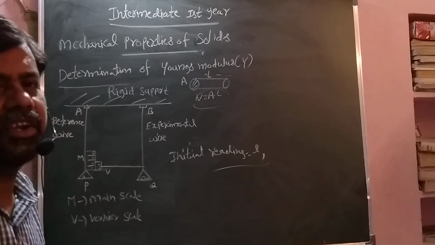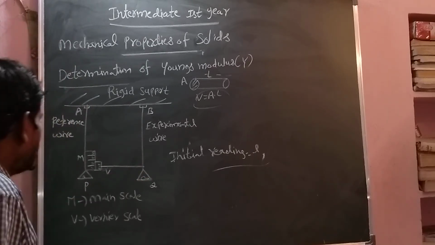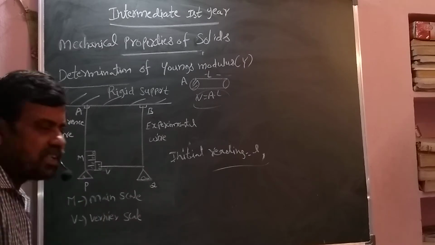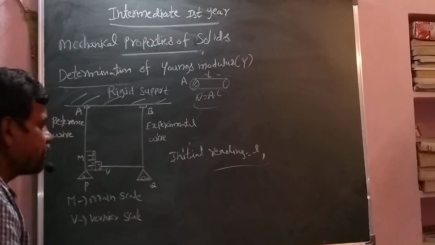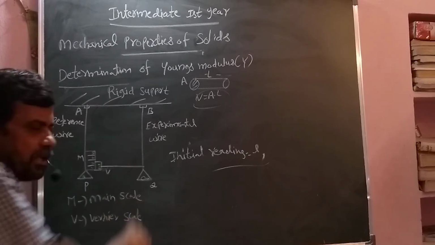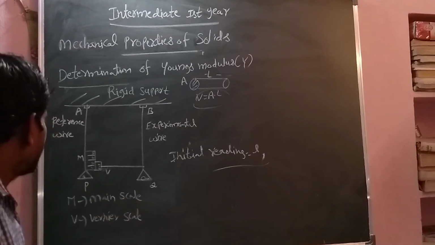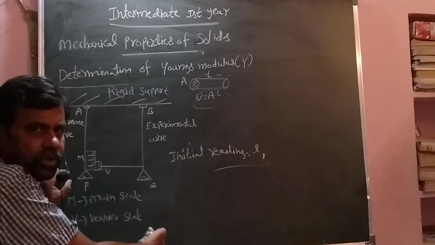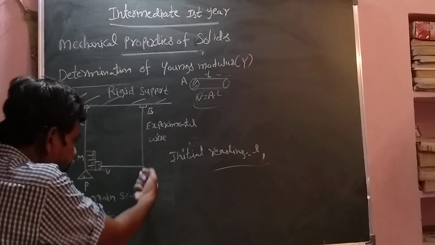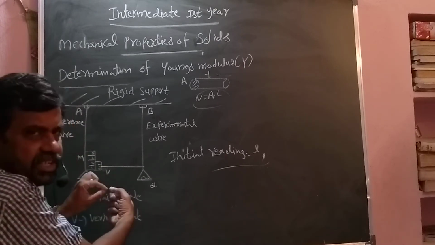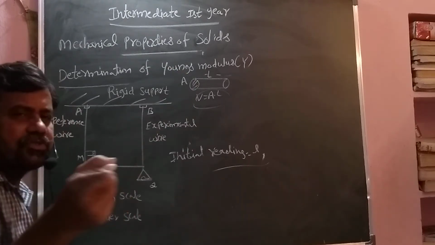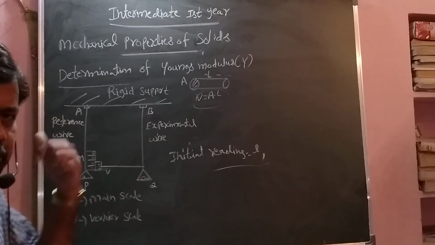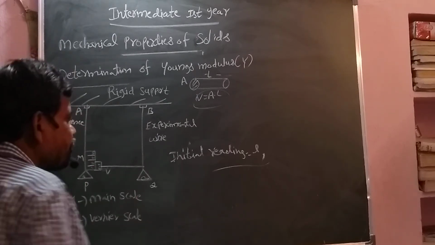Here 100 grams, here 300 grams. Definitely more weight here, so compared to this, definitely more elongation, because both are made of the same material and same thickness. So more weight means more elongation, so it comes down and the vernier scale definitely changes. So you find the corresponding final reading on the vernier. It means again MSR plus VSR into LC. So that is the final reading, which I take as L2.